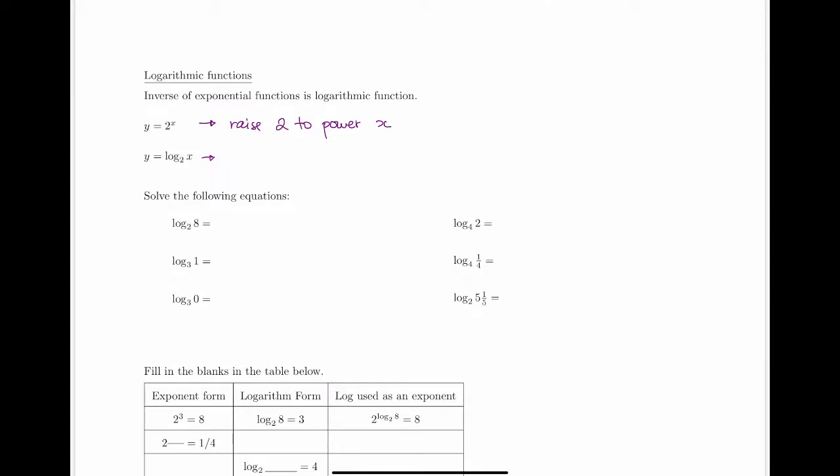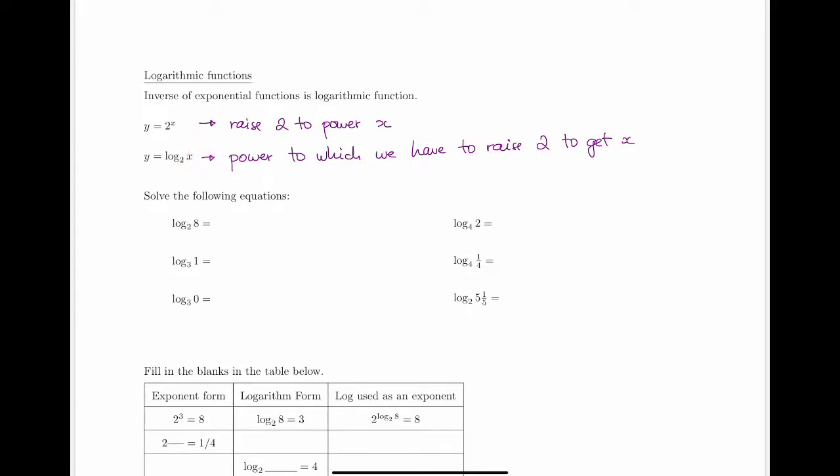Logarithm, being the exact opposite of it, doesn't raise something to the power, it is the power. So logarithm base 2, we still say that 2 is the base here, so logarithm base 2 of x is simply the power to which we have to raise 2 to get x. So the exponential function actually raises the base to the given power. The logarithmic function is the power to which one has to raise 2 to get x.